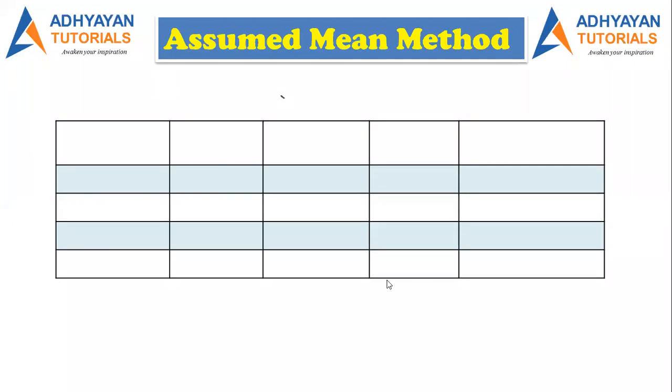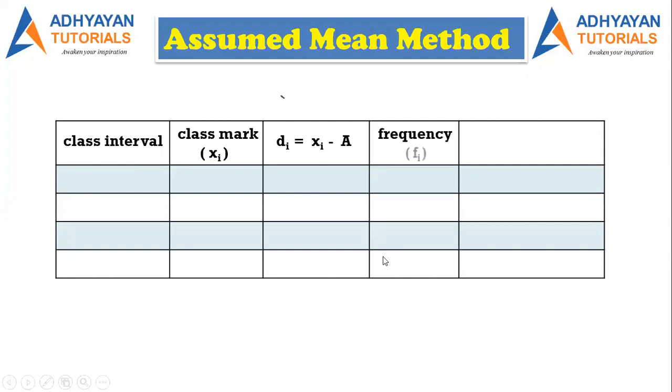Class interval, class mark. The first column is class interval. The second column is class mark denoted by XI. Next column? DI is equal to XI minus A. And how do we get DI? Everybody knows. In front of A we write 0, below 0 the class marks give positive values and above 0 they give negative values. Next, frequency FI. And last is FIDI, that is FI into DI. Perfect.